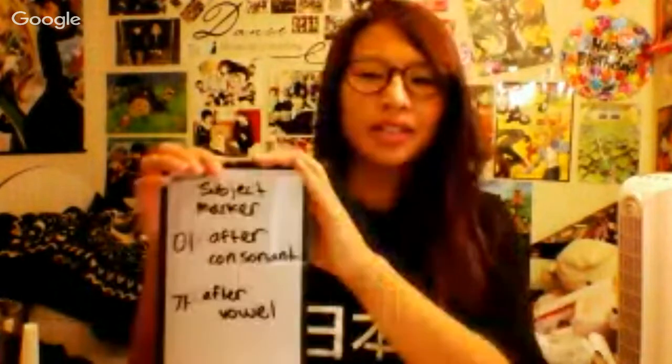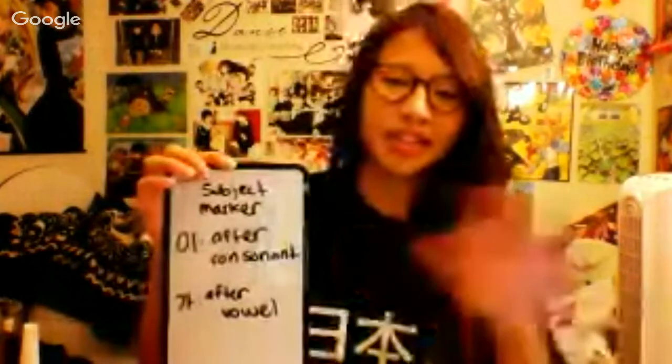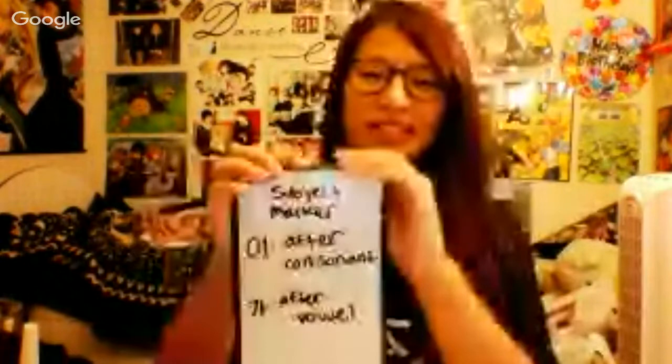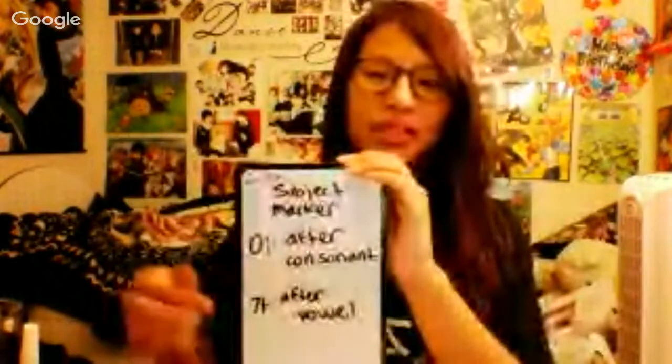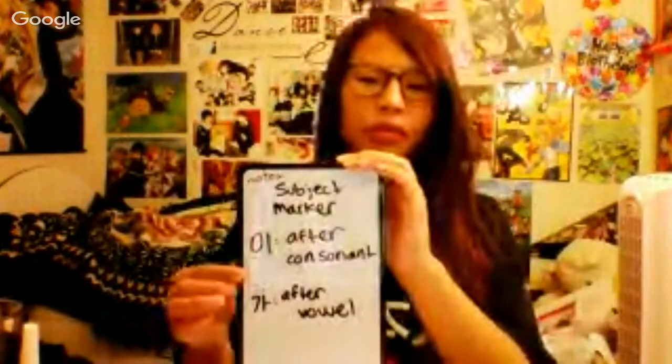Like if the main subject of a sentence is a person, for example, my name is Emily. If you guys don't know, hi, I'm Emily. I'm really awkward, sorry about that. So it would be like 에밀리가, because my name ends with a vowel sound.